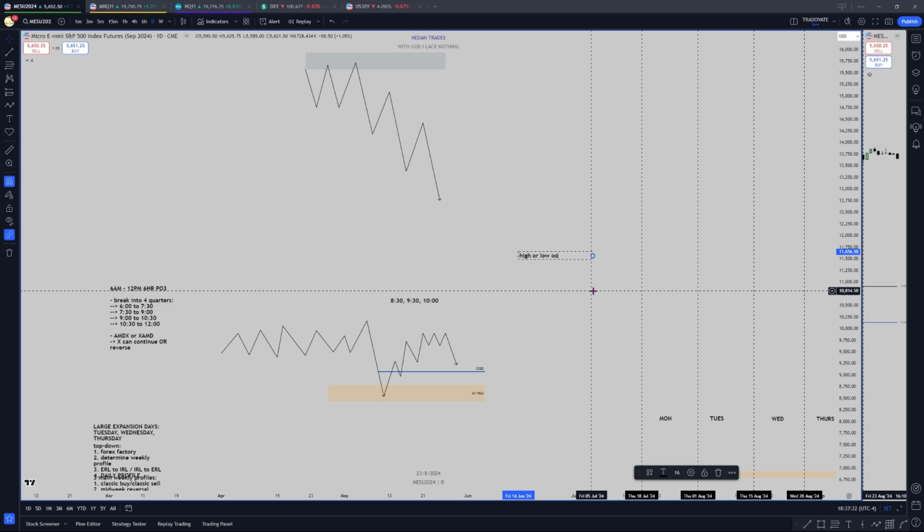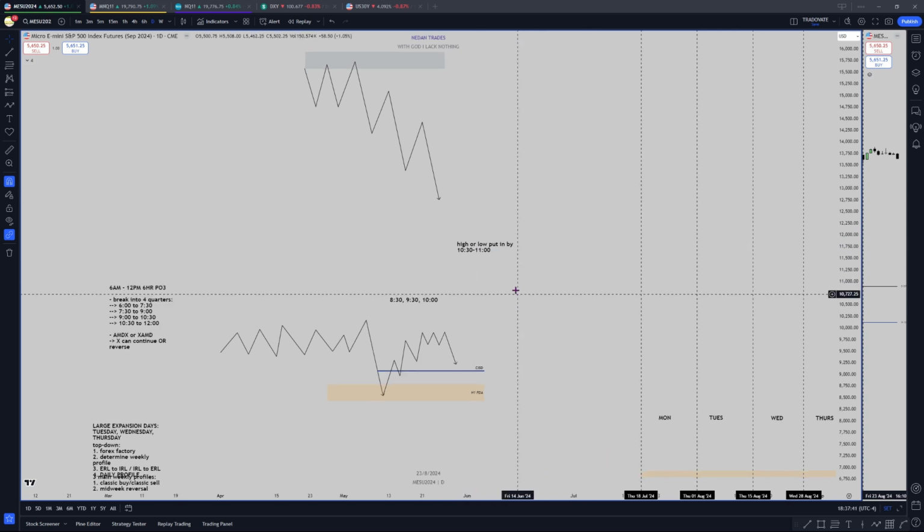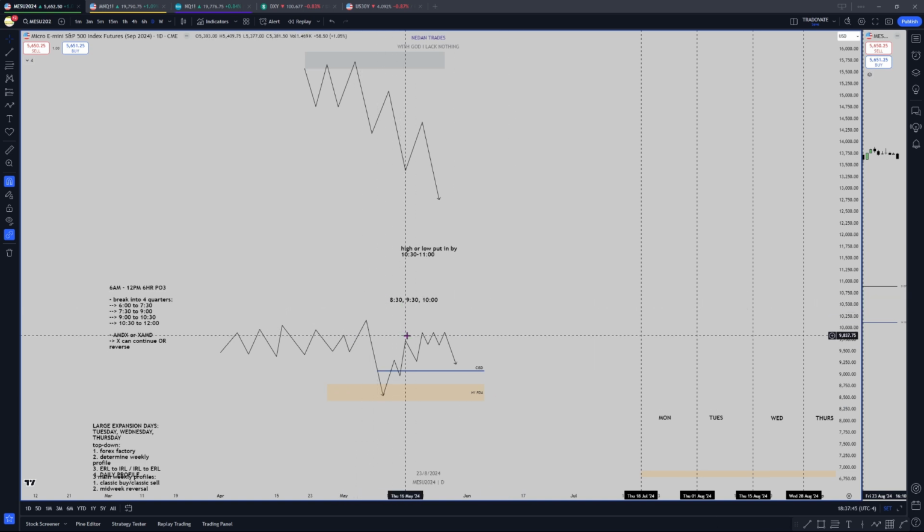Put in by 10:30 to 11. So if this doesn't happen, if a high or low is put in before this time, you can expect lunch to run those stops. Yeah, manipulation is just a grab of liquidity. Yeah, high impact news plays a huge role.